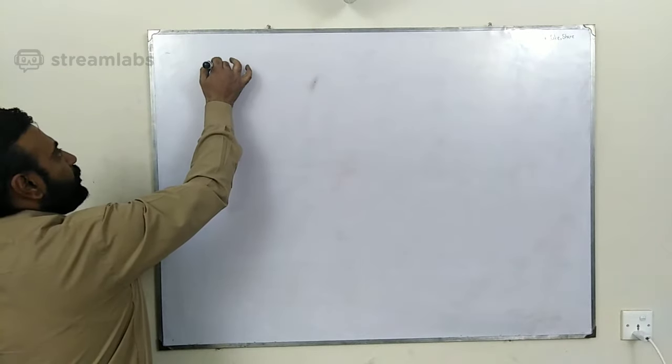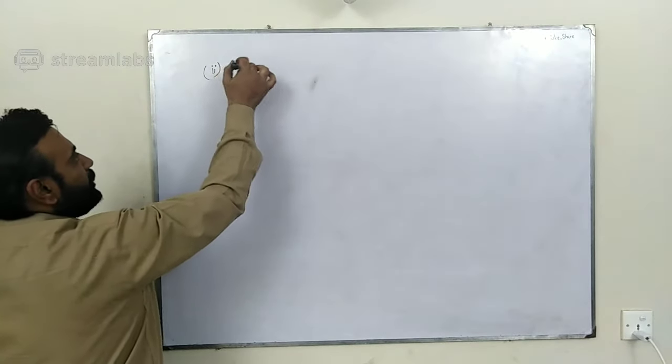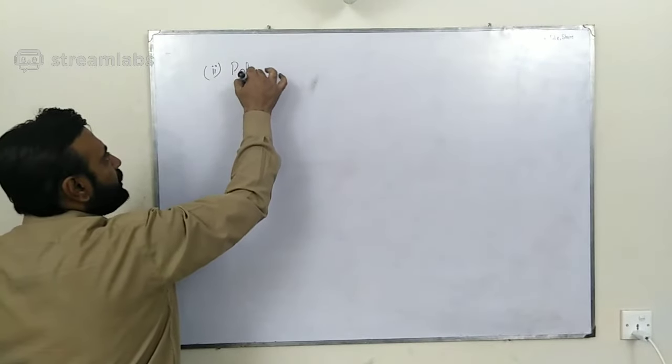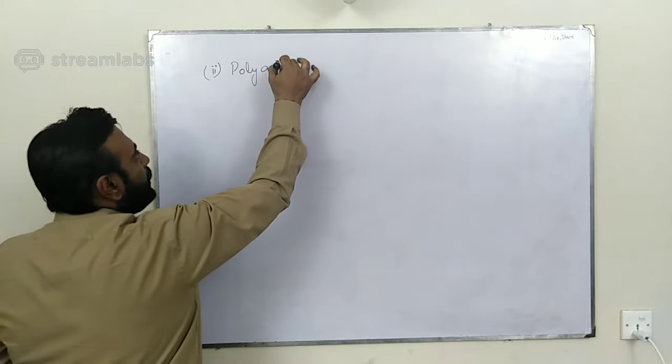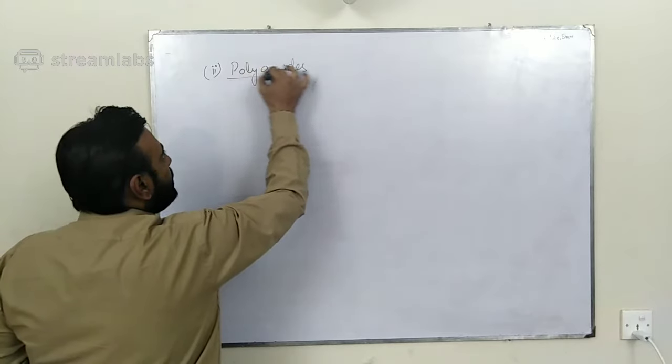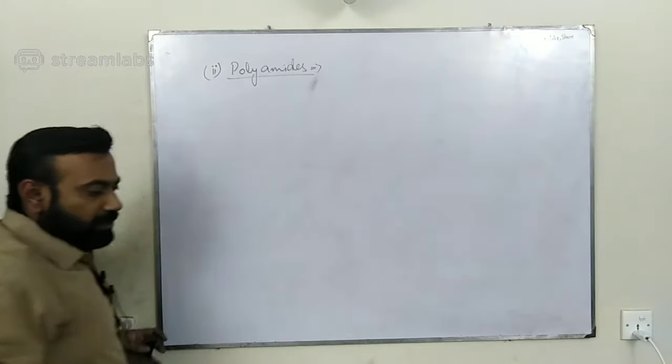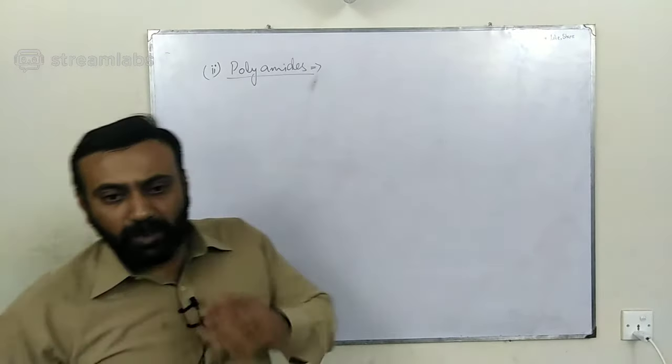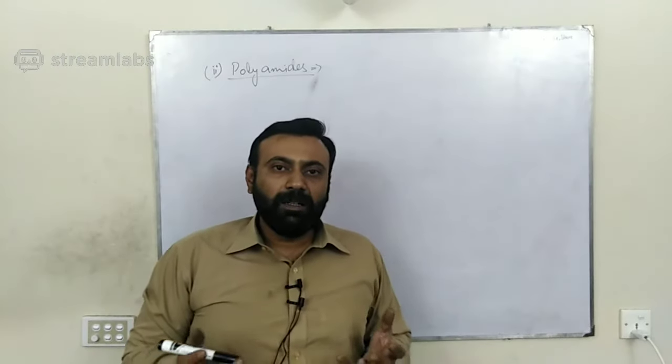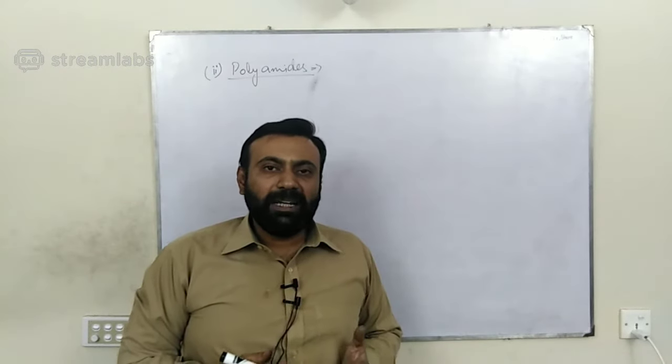Okay guys, so now I'm moving on to the second type of condensation polymers, and they are polyamides. And polyamides are those condensation polymers in which the monomers are bonded to each other by amide linkage.